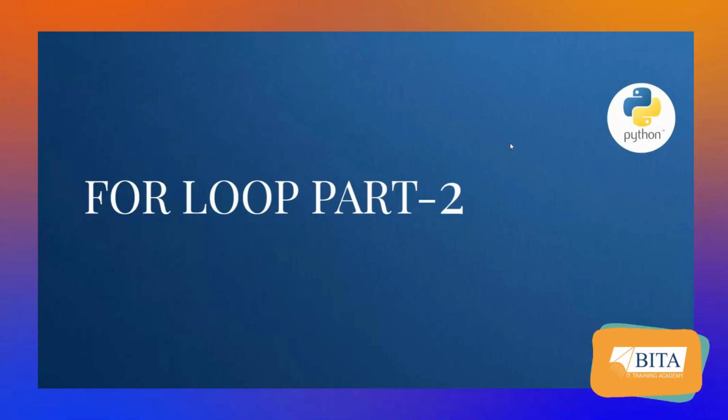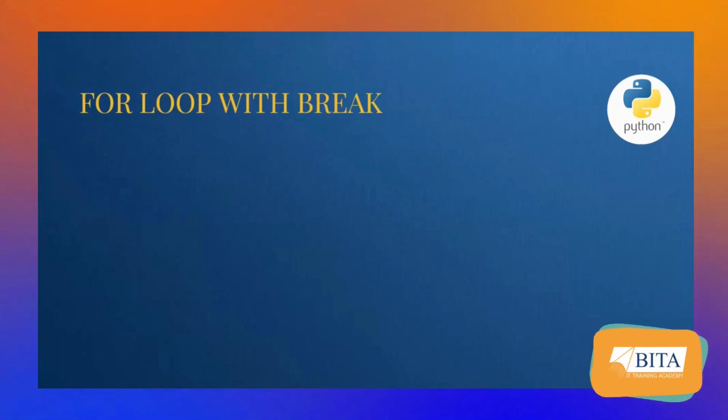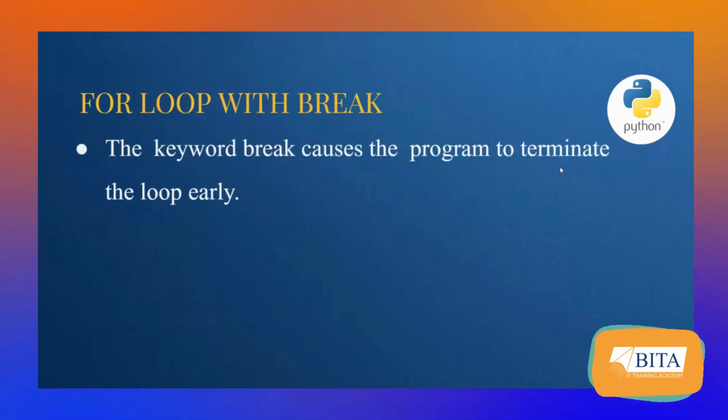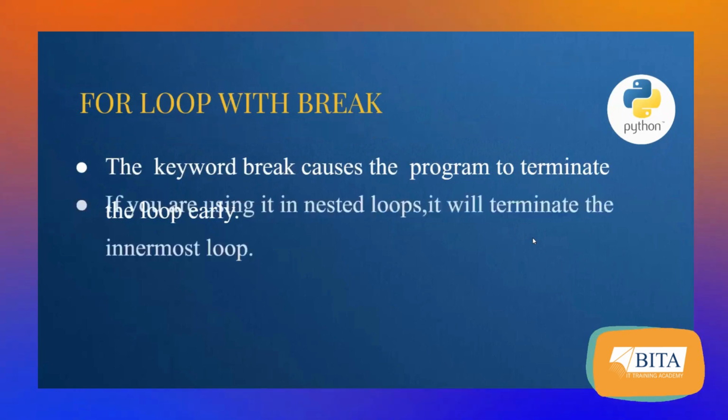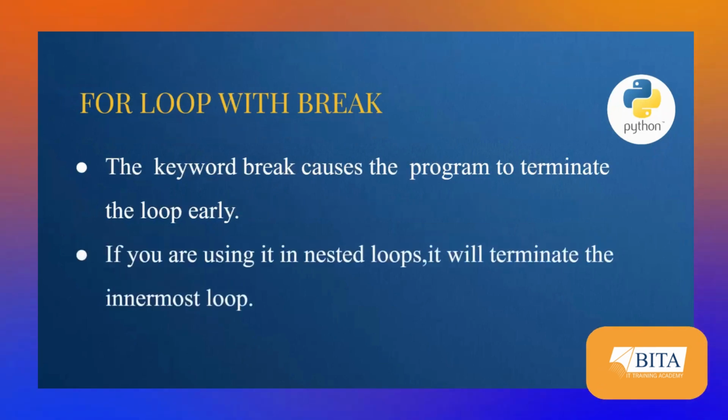Today we are going to discuss about for loop in Python. So in this video, we'll see how break statement will work with for loop. Break statement is used to stop the entire execution. So if we want to stop the entire loop, we can use the break statement. Okay, so break is a keyword. It will stop the looping statement. If you're using it in a nested loop, it will stop only the inner loop.